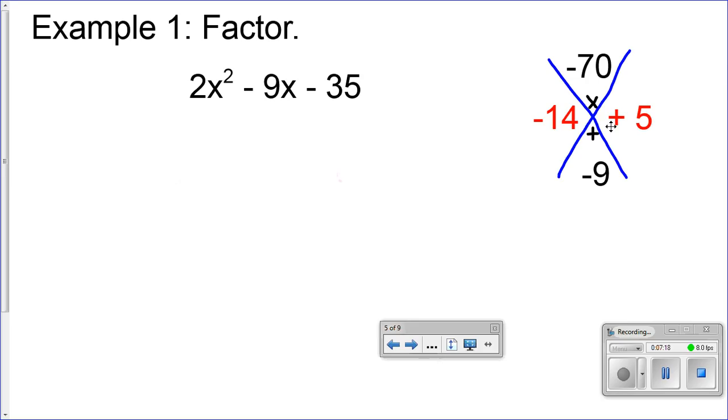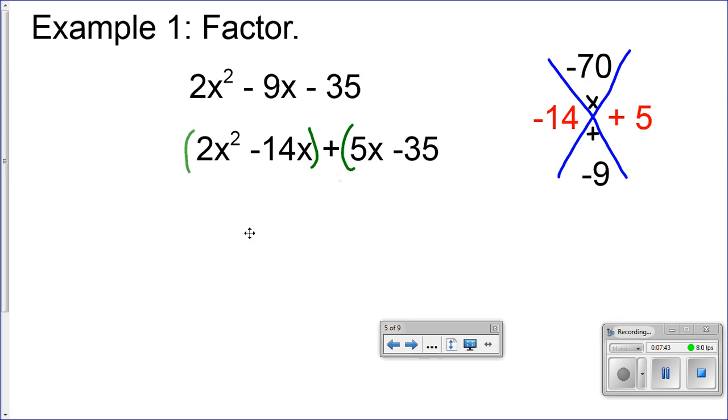Okay, so now that we have our two numbers that work, that they multiply up to negative 70 and add up to negative 9, I'm going to replace this middle term with two terms. So instead, I'm going to have 2x squared minus 14x plus 5x minus 35. And no, it does not matter which one goes in the front or behind. Now that I have four terms, I can group it into two binomials. So it becomes two binomials. Now, for each binomial, I factor out the GCF.